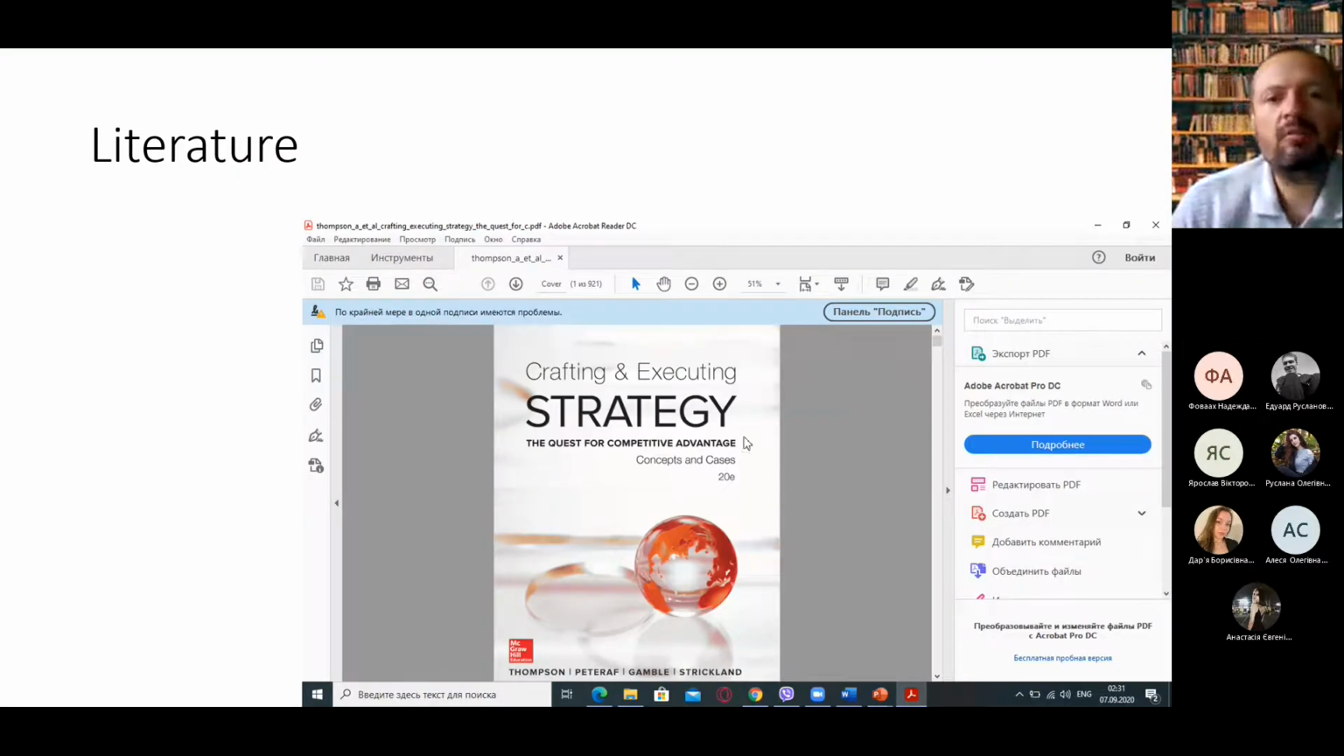This is the basic book for our course, and you will find it in our folder in two versions, in Ukrainian and in English. So maybe if somebody has some problems with understanding some points, you can read about these points not in English but in your native language.